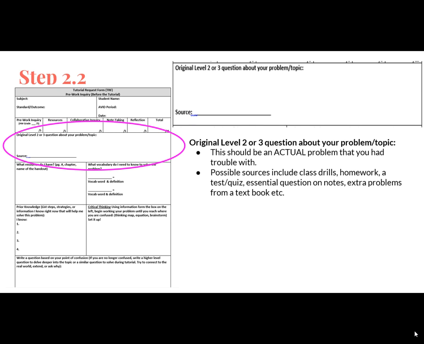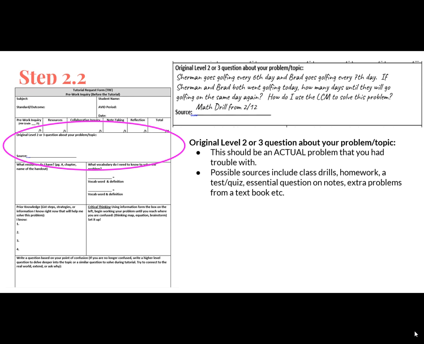It needs to be a specific problem. Oftentimes students jot down, "I don't know why I'm not doing well in science," or "What can I do to get a better grade," and "Remember to turn in my work." That is not what we're looking for here. We're looking for a specific question.